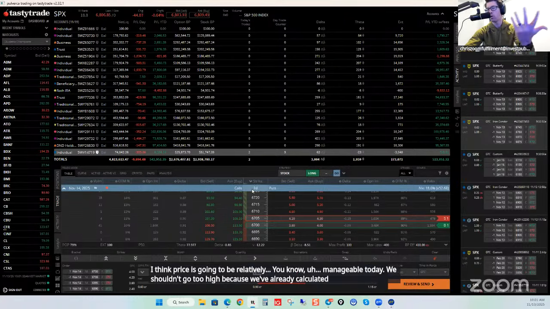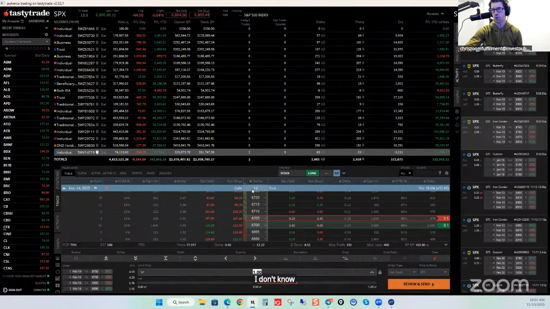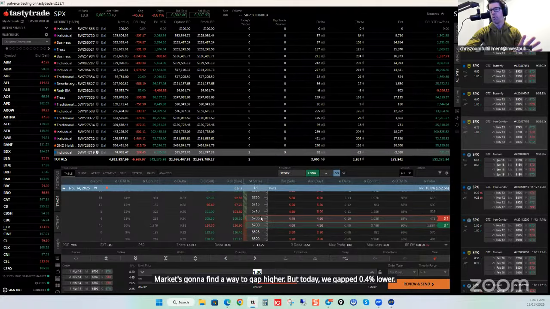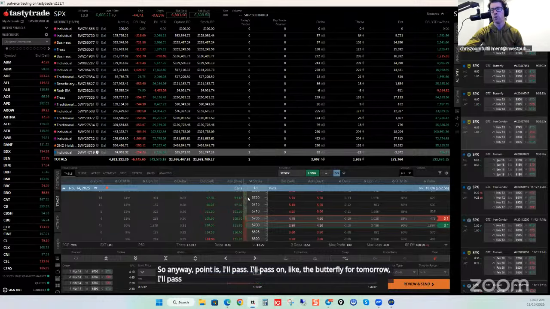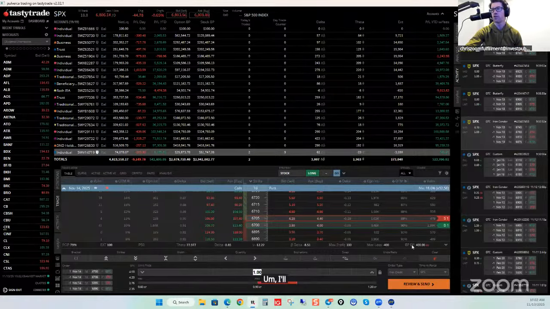But going out tomorrow, I don't know what a gap's going to look like tomorrow if we have one. So it makes it more challenging. 1 day is fine, it's still gamma sensitive and a gap can disrupt it. So what you're banking on obviously is the market finding a way to gap higher, but today we got 0.4% lower. So anyway, point is, I'll pass. I'll pass on the butterfly for tomorrow. I'll pass on an iron condor for tomorrow. I'll just tackle the day fresh.